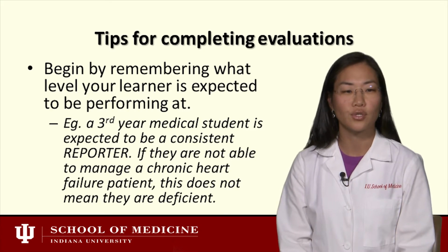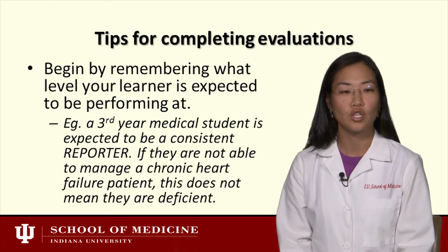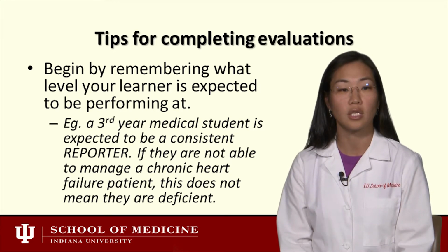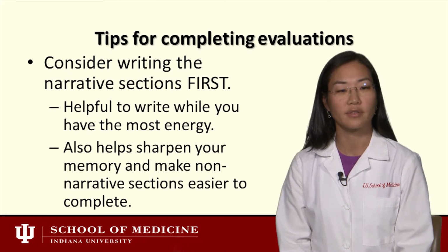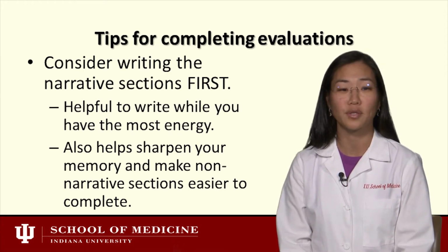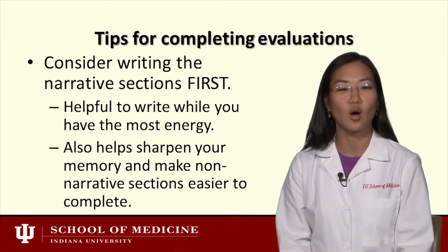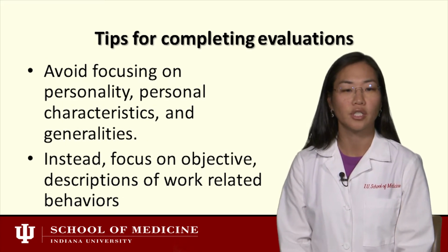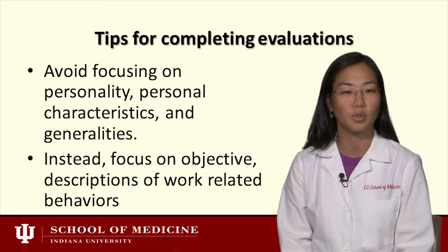Take detailed field notes on your observations of learner performance. Research shows this practice definitely improves the quality of evaluations. Keep note cards, email notes to yourself, whatever works for you. Consider writing the narrative sections of your evaluation first. These may be easier to complete while you have more energy before you have grappled with 30 buttons to click. Starting with the narrative may also sharpen your recollection of their performance and actually may make those 30 buttons easier to get through. Try to steer clear of comments on personality and stick with RHYME descriptions of objective work-related behaviors.